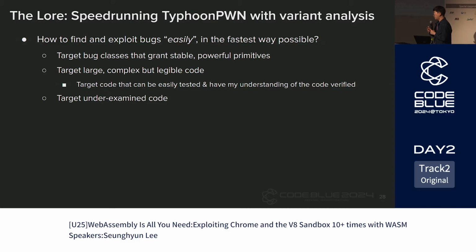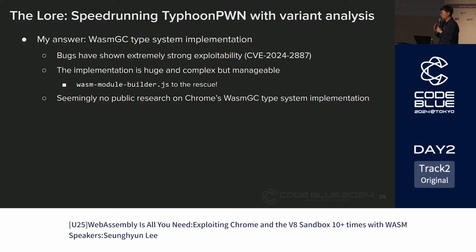The first idea is that we should target bug classes that grant stable and powerful primitives. The second idea is that we should target large, complex, but also readable code. And the third idea is that we should target under-examined code. My answer to all of these was the WebAssembly garbage collection type implementation in Chrome.